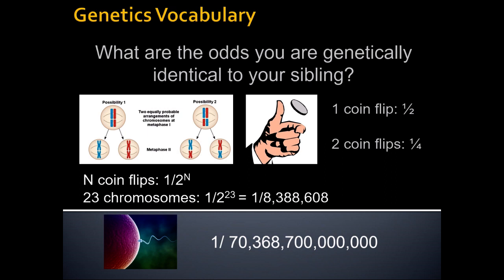So the take-home message is that random assortment creates massive amounts of genetic diversity, and it's nothing that wasn't there before, it's just mixing and matching the diversity that's already there. So it's maybe a different way or a different form of diversity.